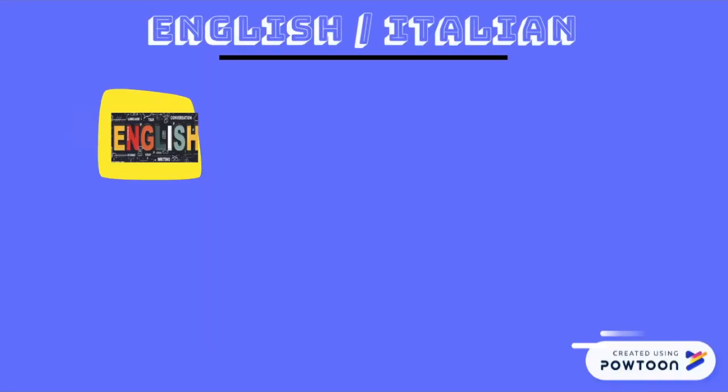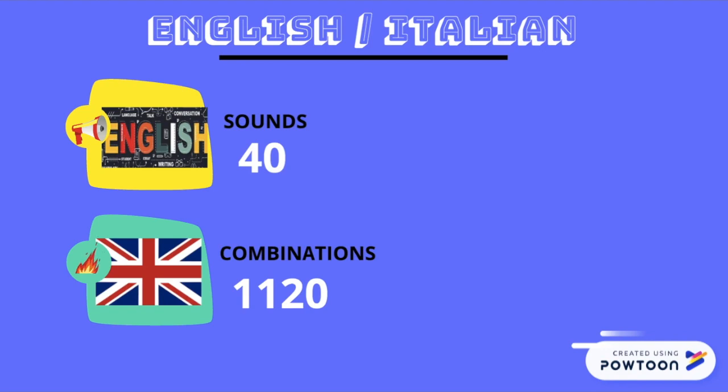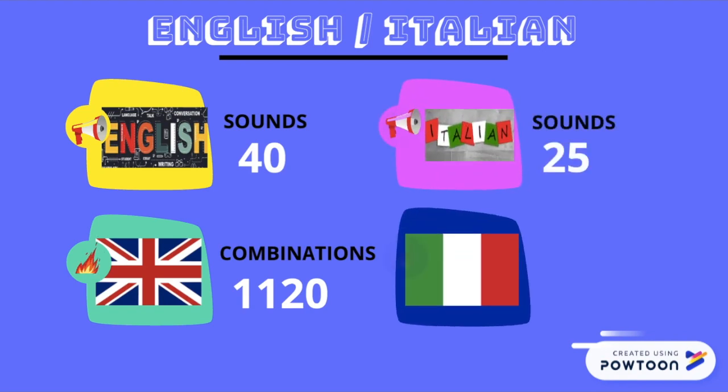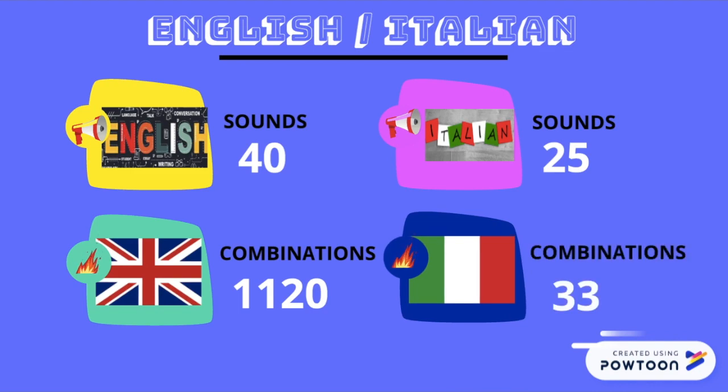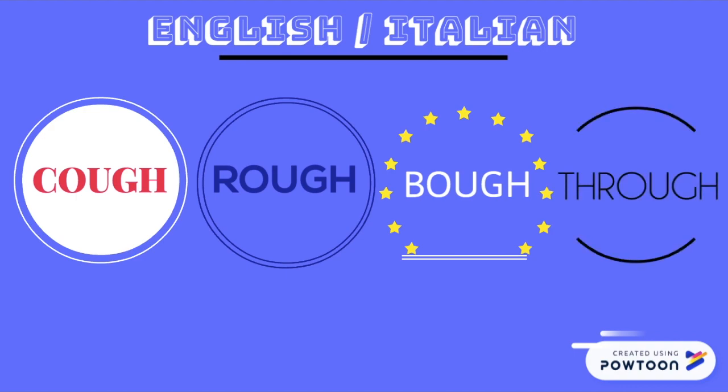The reason being that English has 40 sounds that can be spelled in up to 1,120 different ways, while Italian has 25 different sounds that can be spelled in only 33 combinations. For example, consider cough, rough, bow, and through. All these sound different, even though they're spelled similarly, because English doesn't have a phonetic rule.